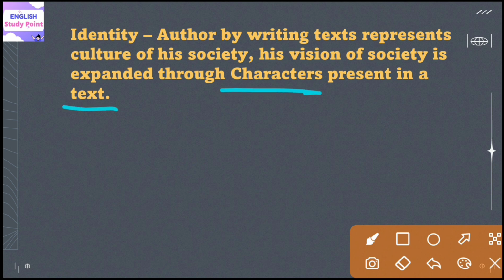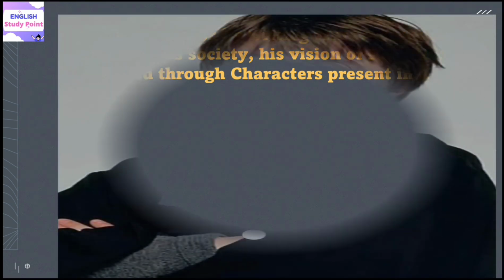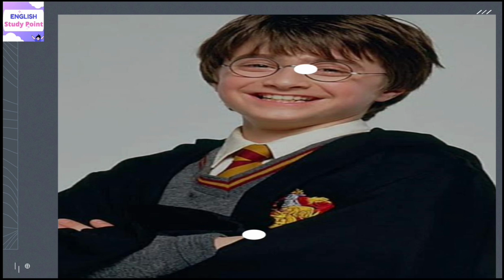This means identity actually means meaning of a culture is made by individuals or groups of individuals present in the text. In J.K. Rowling's Harry Potter series, Harry Potter is the one who is representing a culture of his society. This identity is further defined by fans of Harry Potter who are called Potterheads.